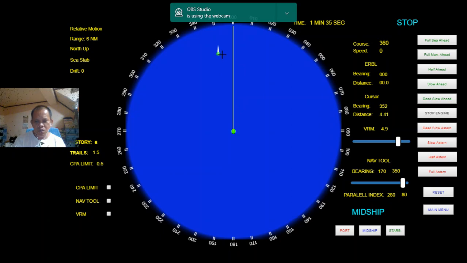Because why? I'm stopping. Not like when I go full ahead. See, 12 knots, full maneuvering. Okay, 10 knots. So it will be faster because we are in a head-on situation, or I'm going to his direction and he is going to my direction, opposite. Okay, so that's it, the relative motion.